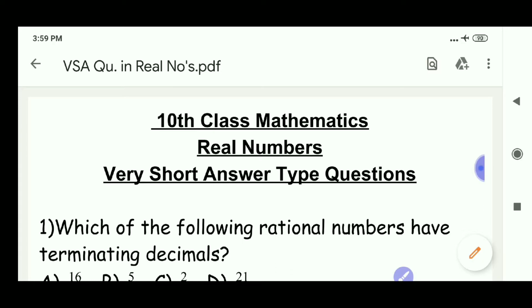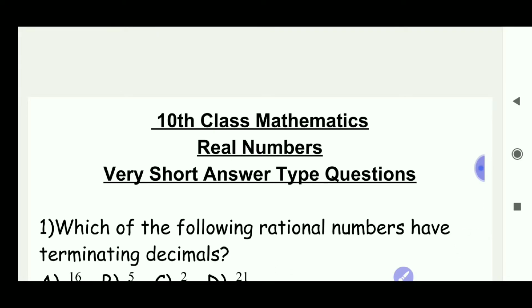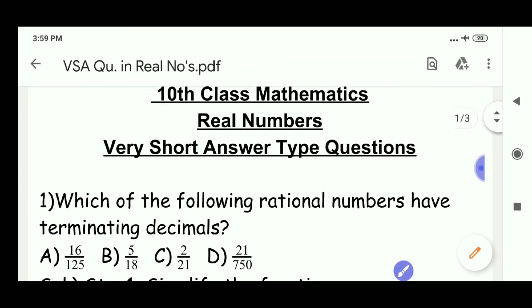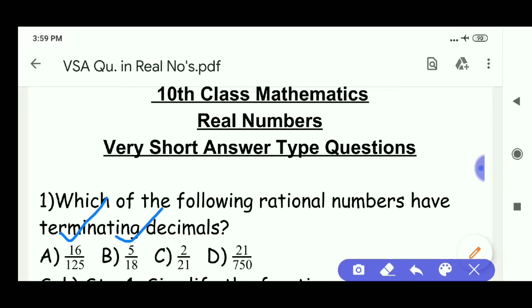The first question: which of the following rational numbers have terminating decimals? The options are 16 by 125, 5 by 18, 2 by 21 and 21 by 750. Pause the video, solve it and check the answer.